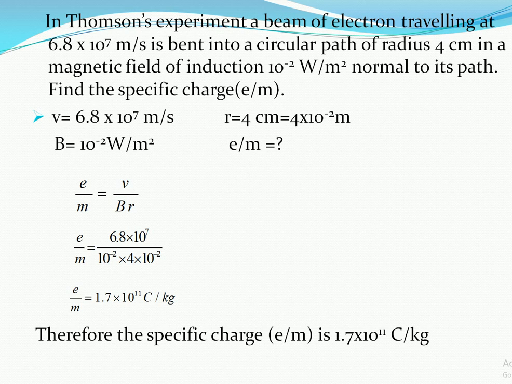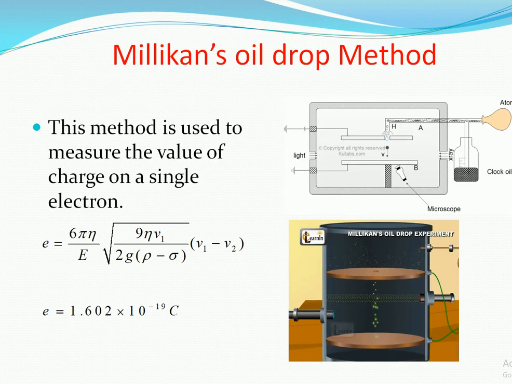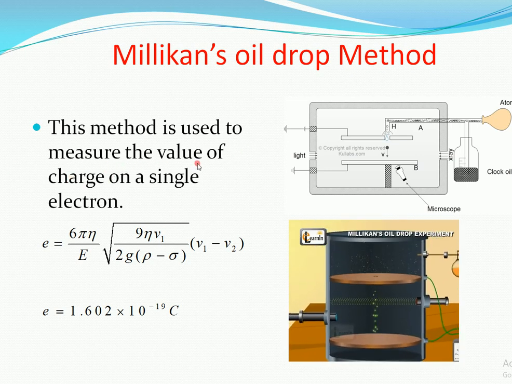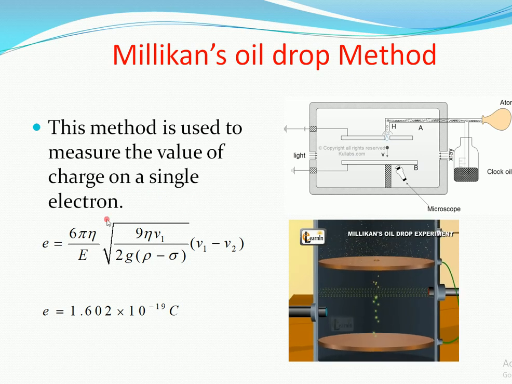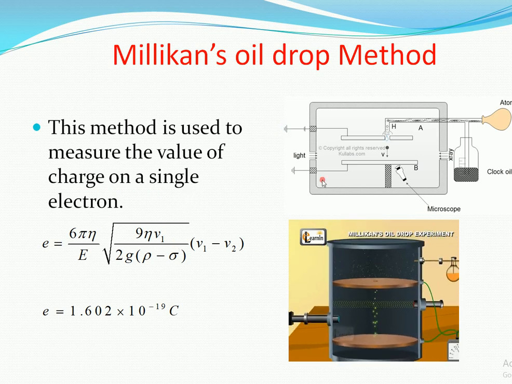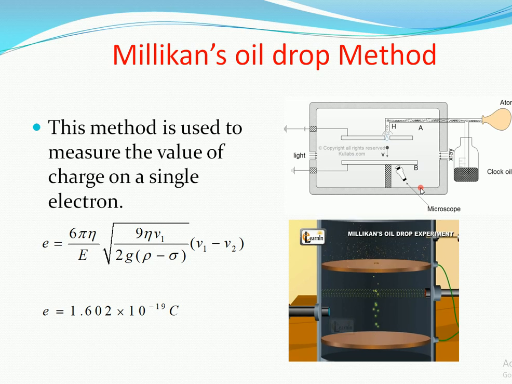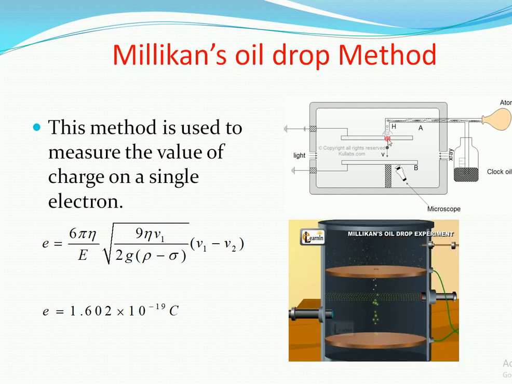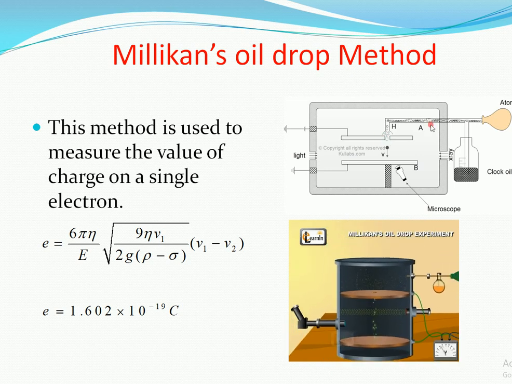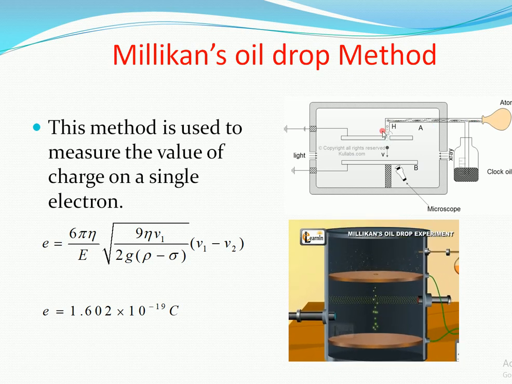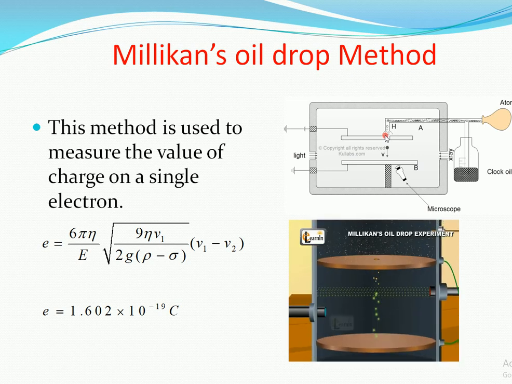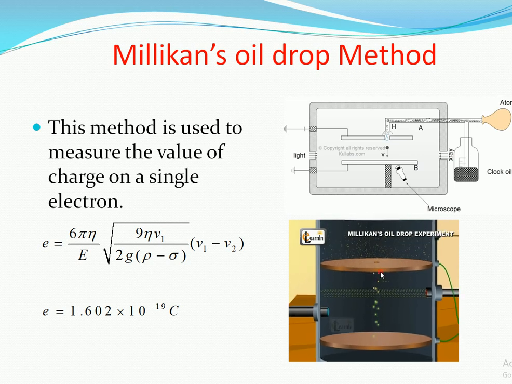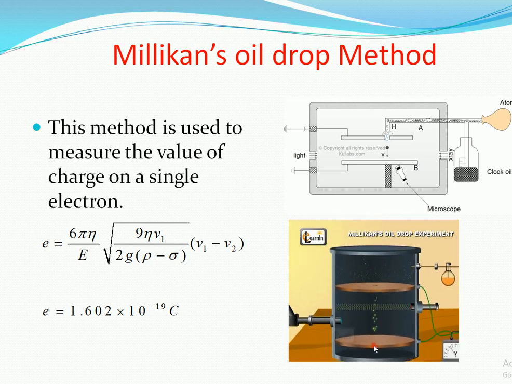The next method is Millikan's oil drop method. This method is used to measure the value of charge on a single electron. The diagram consists of a metallic chamber in which two parallel plates are used, one having a very small hole. The atomizer sprays oil droplets, and these oil droplets pass through the hole and travel in the region between plates A and B.